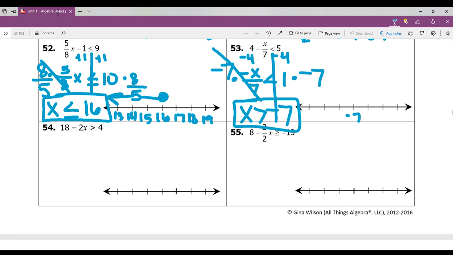So we're going to put negative 7 in the middle, negative 6, negative 5, negative 4, negative 8, negative 9, negative 10. This time the dot's going to be open because I have no equal bar. And then we shade to the right.